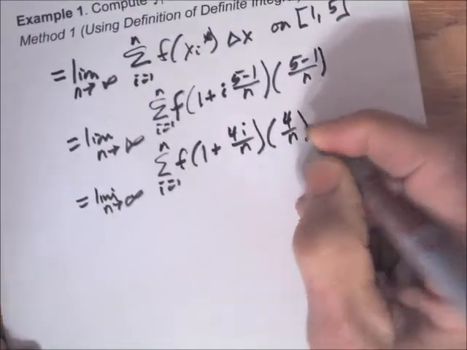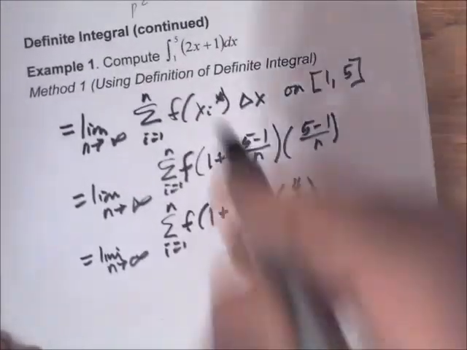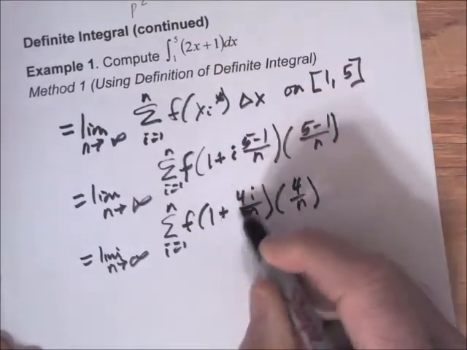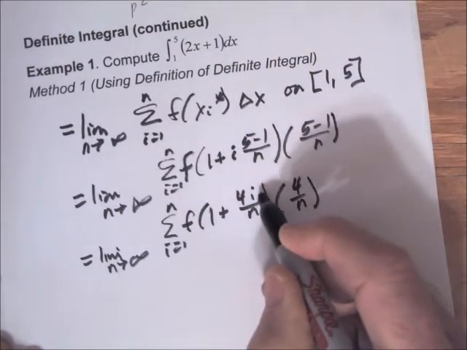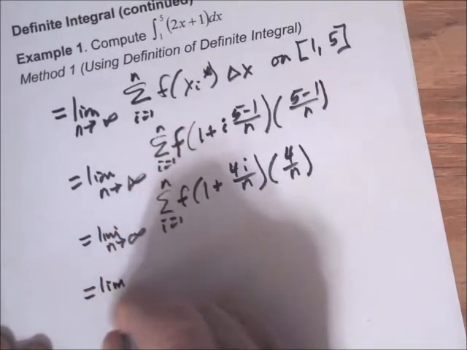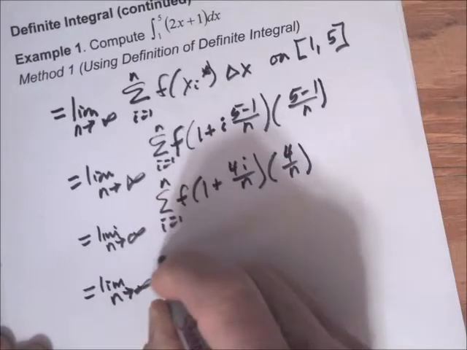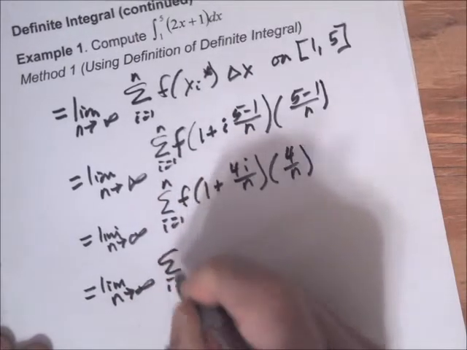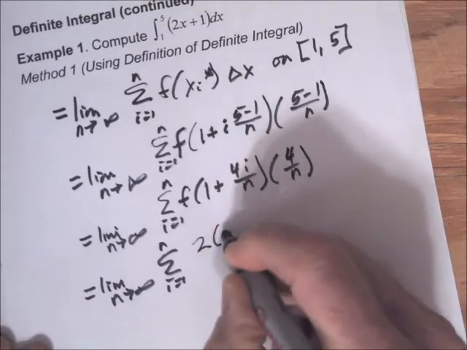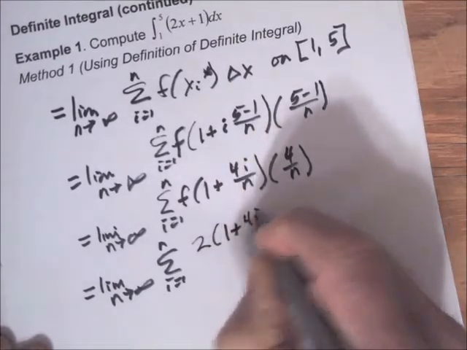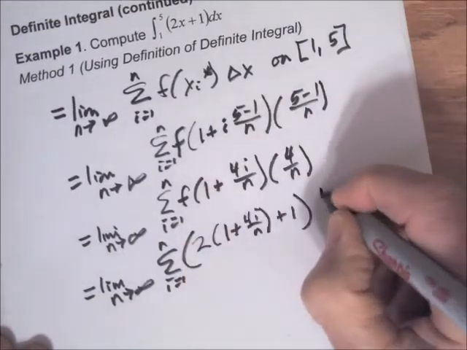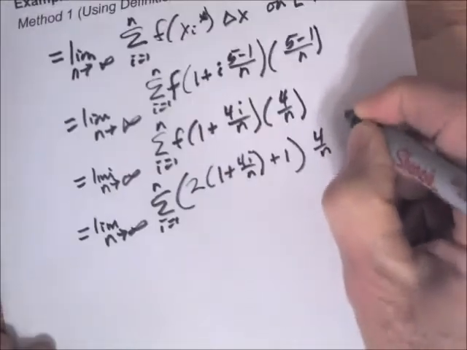n. Okay, so then we can put in the formula for f of x. That's 2 times x plus 1, so replace x by 1 plus 4i over n. So this will be the limit as n goes to infinity of the summation i equals 1 to n of 2 times 1 plus 4i over n, plus 1, times 4 over n.